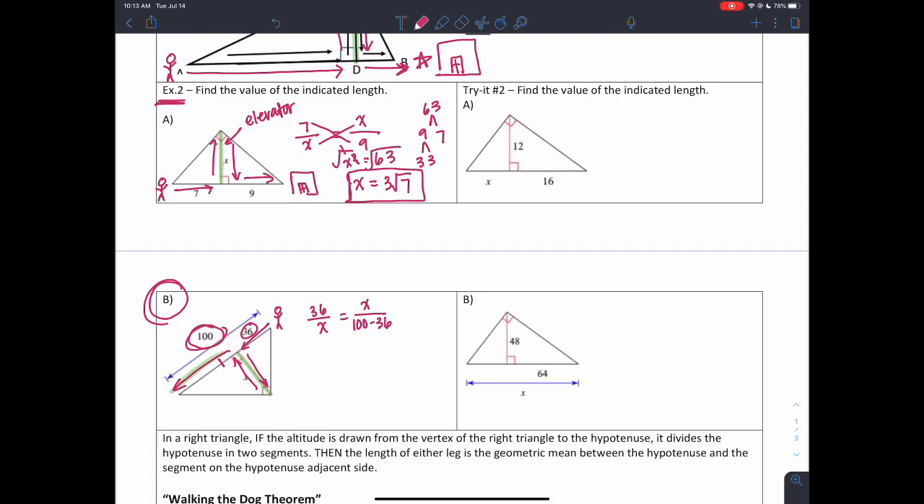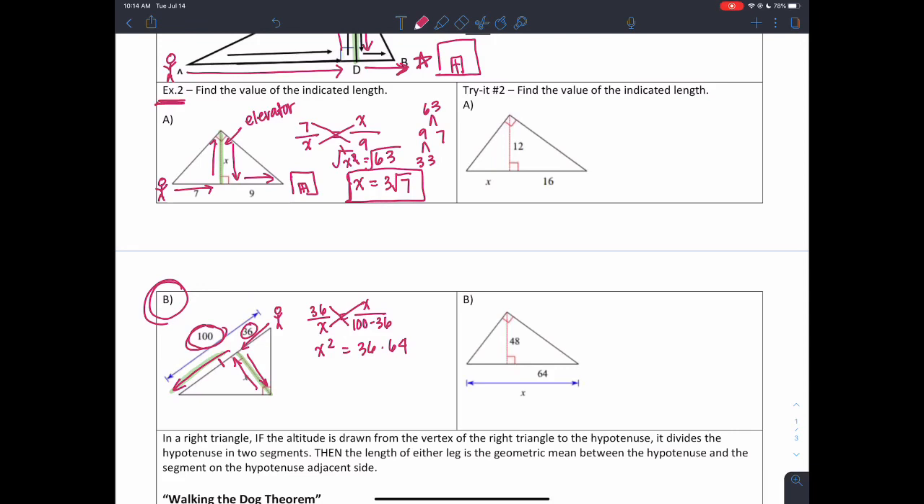All right, now we're ready to solve. Cross multiply, we have x squared, because we had x times x, equals 36 times 100 minus 36. Well, that would be 64. So we multiply those together.